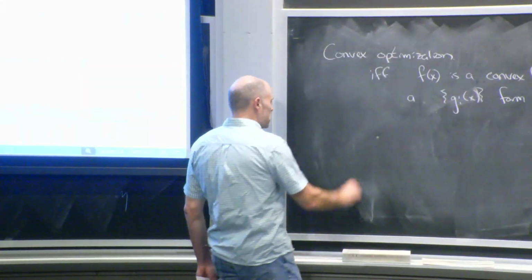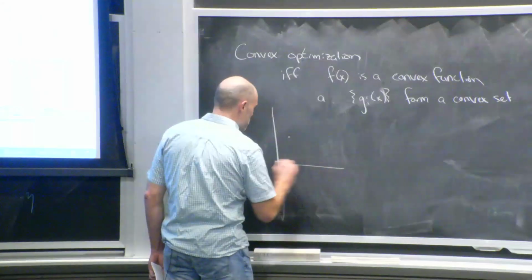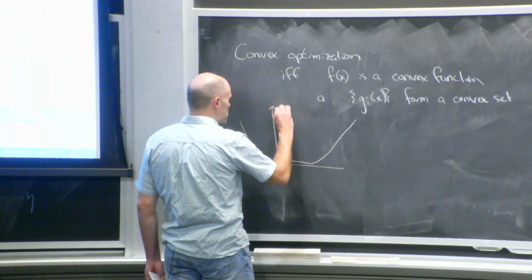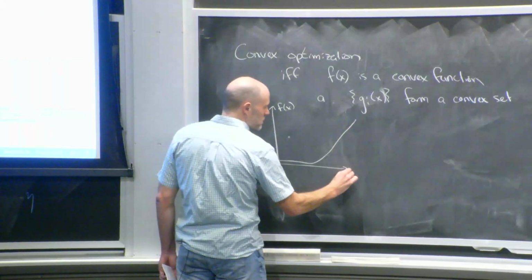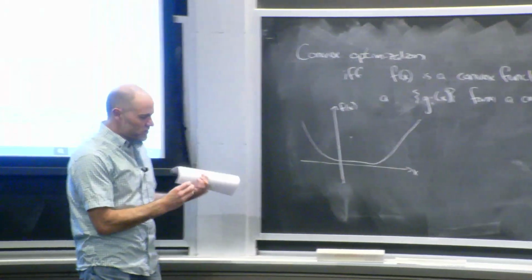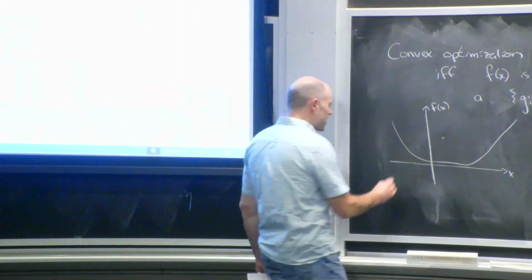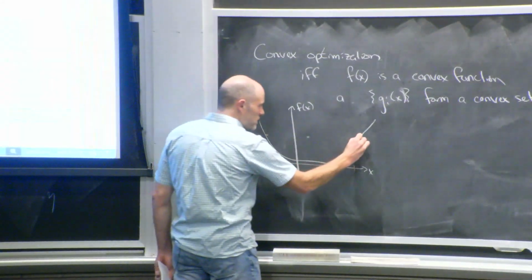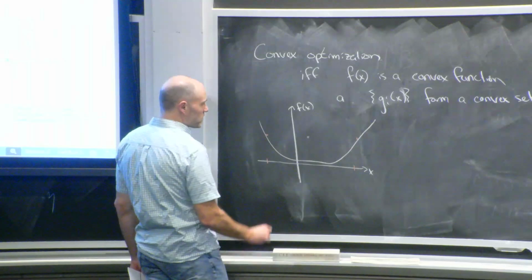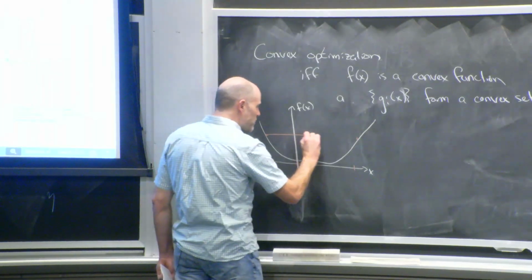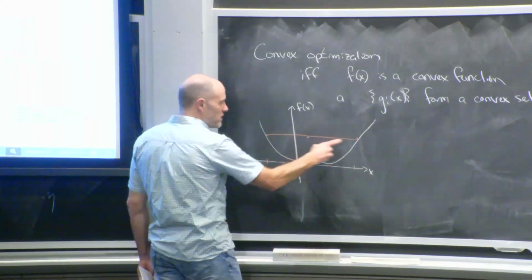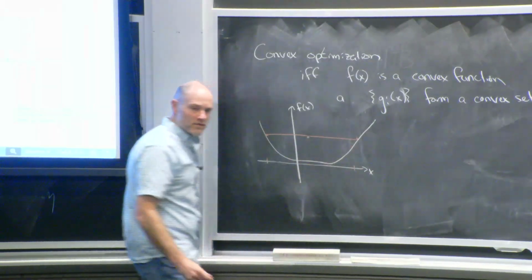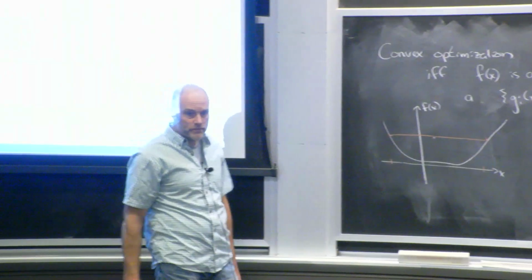So a function is convex, be like this. A convex function is one that if I take any 2 points, I evaluate the function at those points, if I interpolate between those 2 points, then that straight line that interpolates them has to be everywhere above or equal to that function. Yeah?